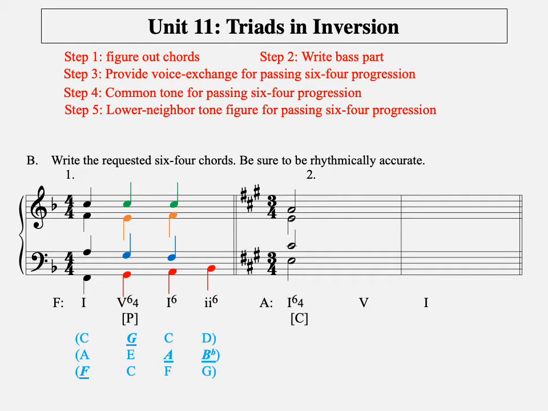Remember the passing 6/4 song from a couple lessons ago? Bass goes up or goes down, common tone, neighbor tone. That's all there. If you look at it and you think about that song, then the bass goes up part is the bass voice. The or goes down part is the tenor voice. The common tone part, of course, is the soprano, and then the neighbor tone part is the alto.